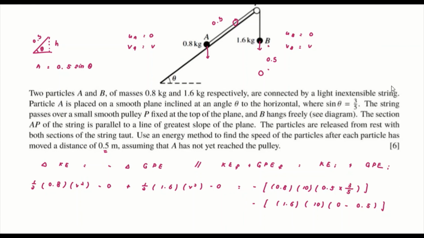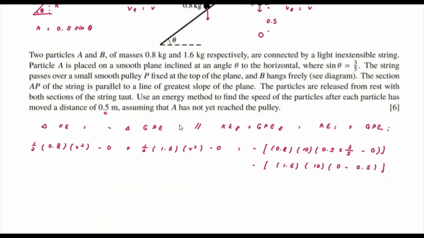If you want to write it in complete, it will be 0.5 multiplied by 3 over 5. This one is minus 0, because the initial here is 0, so final minus initial. Okay, so now let's try to solve this.